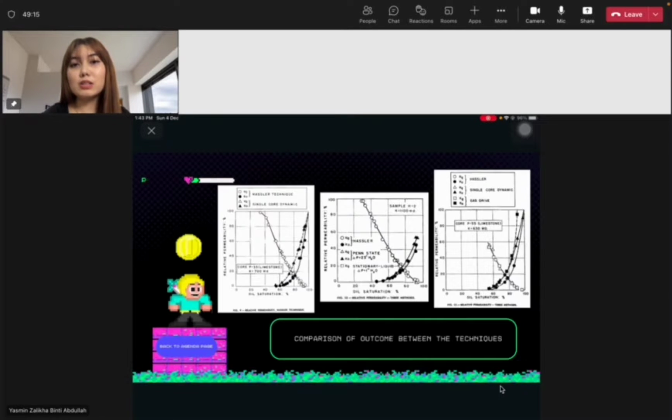These are all the graphs that we use to compare all the methods and their outcomes. The first picture is figure 9, the second picture is figure 12, and the last one is figure 13.